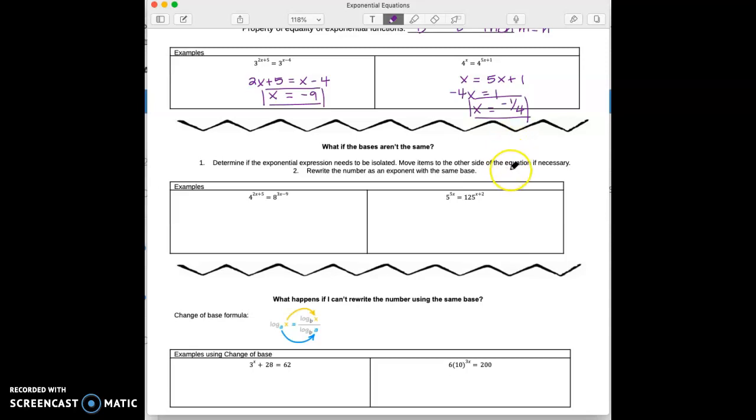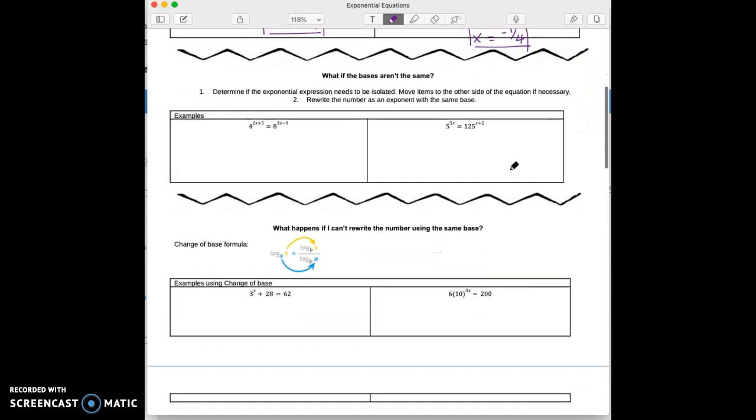So those are the really nice simple ones, but then that leads us to the next question: what if the bases aren't the same? The first thing you always want to look for is, is there anything being added, subtracted, multiplied, or divided to the exponential expression? We want just the exponential expression by itself. We would move things around if necessary. Neither of these examples have anything where we have to move around. We'll look at some of those in just a few minutes. And then we can rewrite the number, meaning the base, as something with an exponent with the same base on both sides.